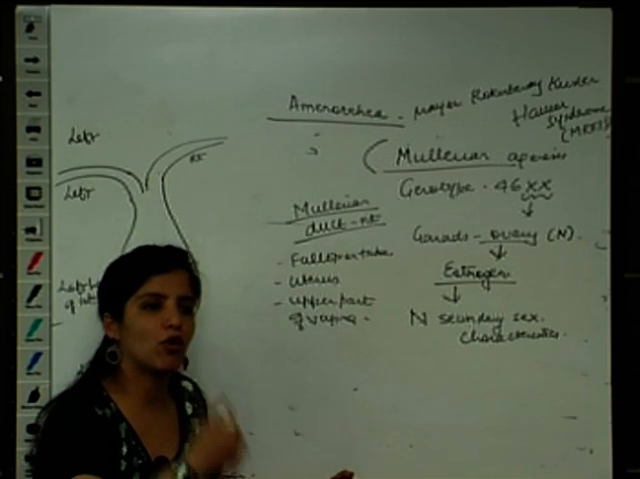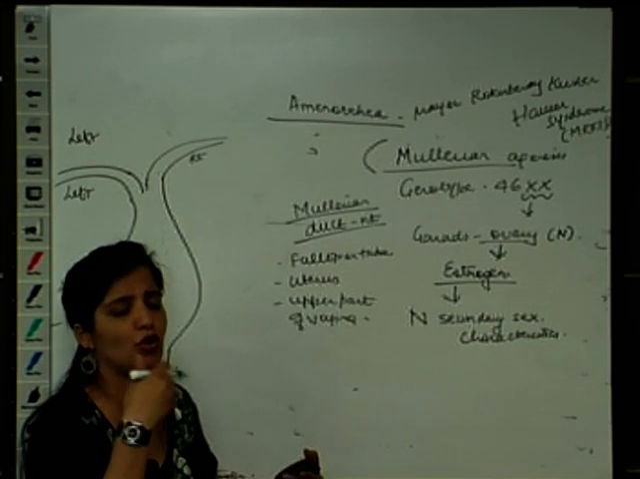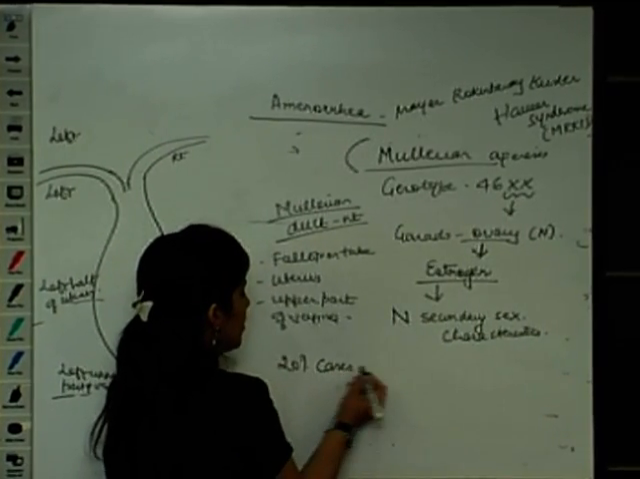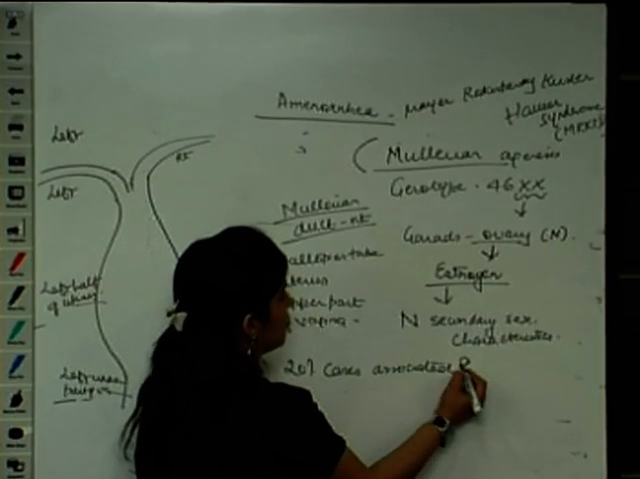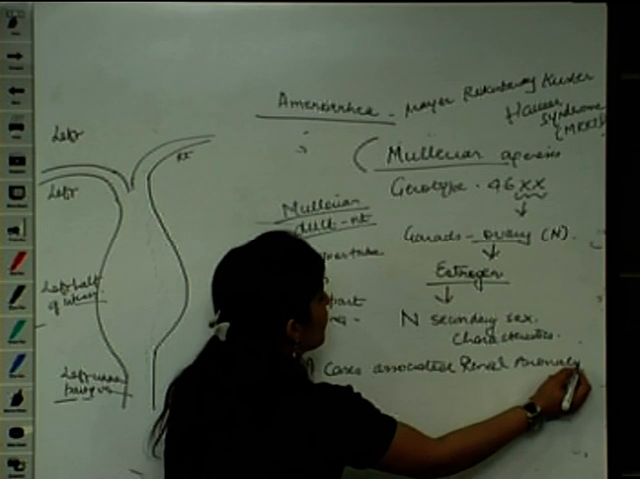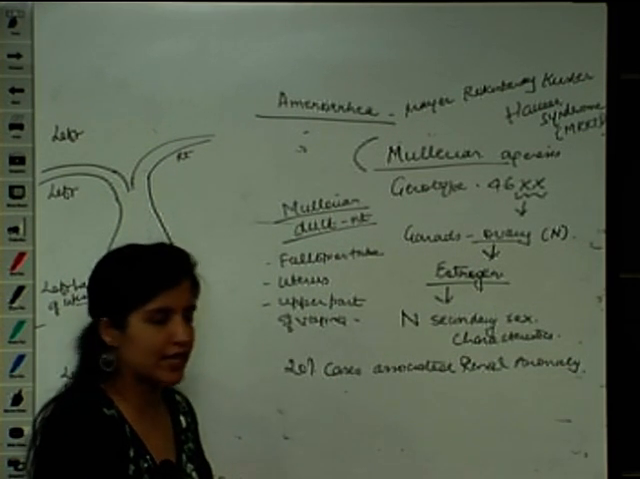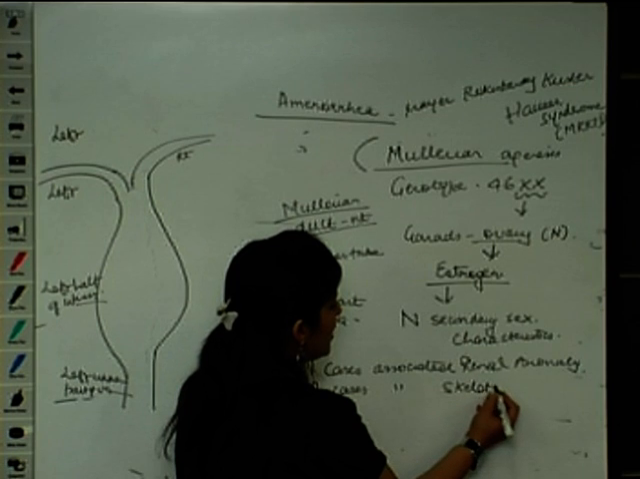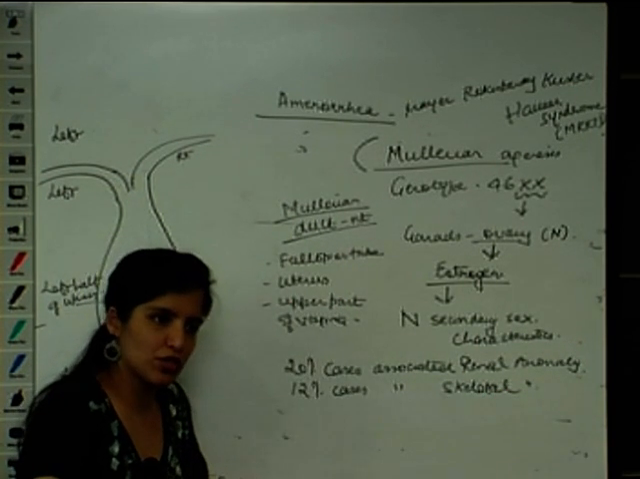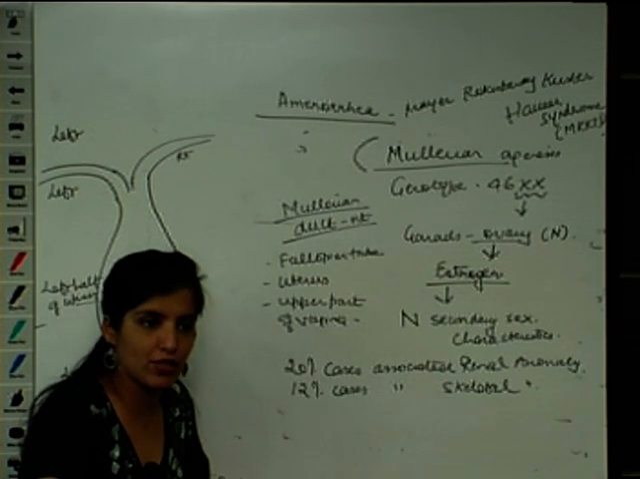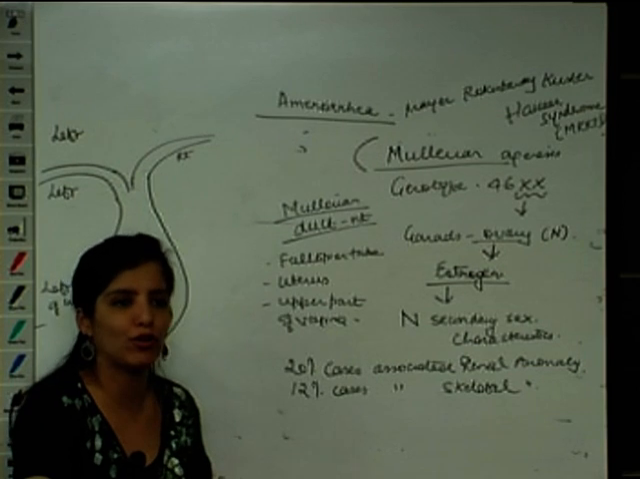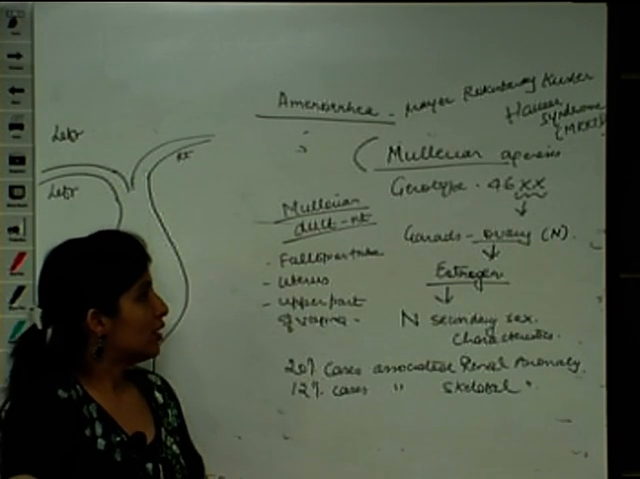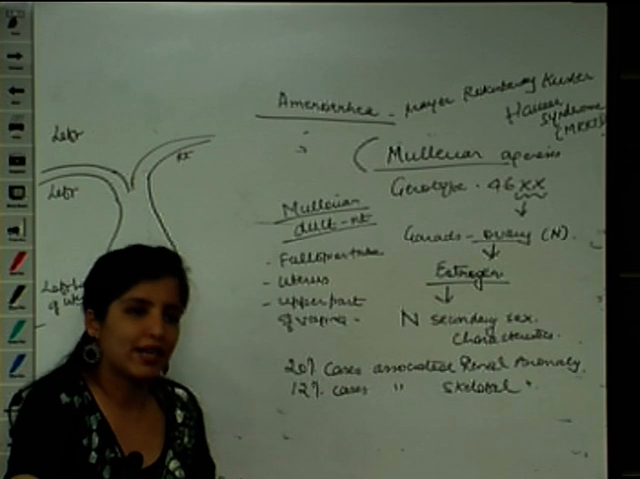Now because Mullerian duct also takes part in the formation of the renal system, therefore in MRKH syndrome, in 20% cases there are associated renal anomalies, and the most common renal anomaly we see here is horseshoe shaped kidney, and in 12% cases there is associated skeletal anomaly, most common being scoliosis. So whenever you are making the diagnosis of MRKH syndrome, you should also get an intravenous pyelography done to rule out associated renal anomalies. Now coming to the management, how are we going to manage such a patient?